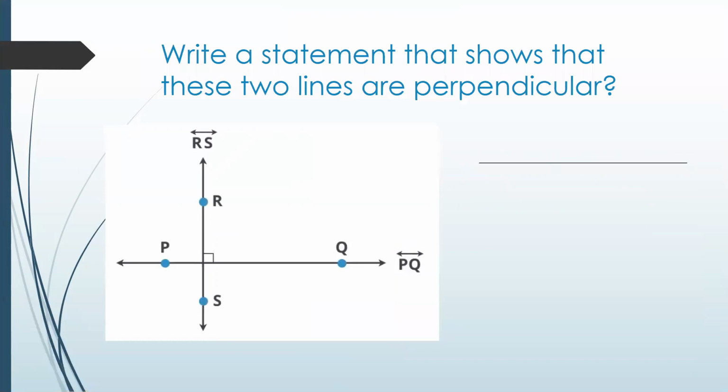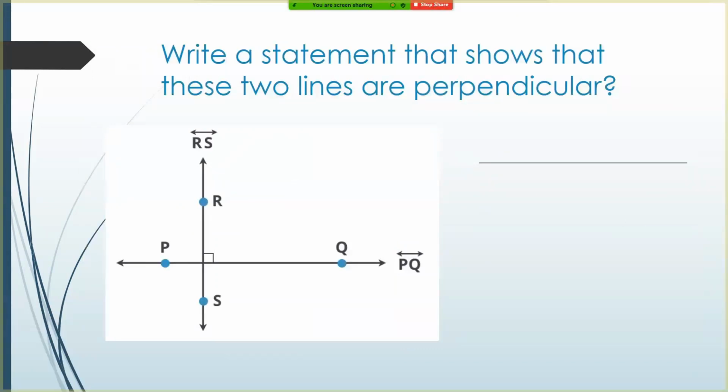So here we're going to learn how to write a statement that shows that these two lines are perpendicular. So first line, let's go with RS. The symbol for perpendicular is like an upside down capital T. So if you take a capital T and you flip it upside down, that's the symbol for perpendicular. And then the second line would just be PQ, QP. So that right there is one way to say that those two lines are perpendicular.